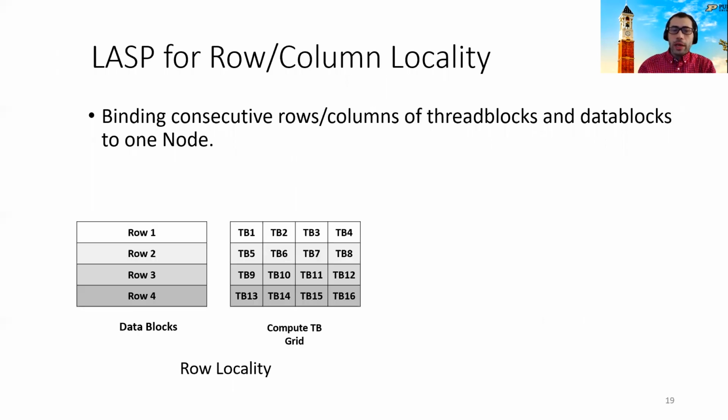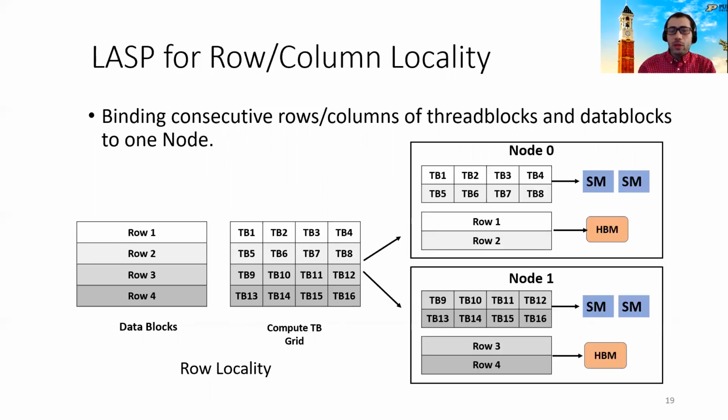In case of row locality, the same row in the thread block grid accesses the data elements in the same row of the data blocks. In this case, we bind consecutive rows of the thread blocks and data blocks to one node such that the row-level data block locality is exploited. Similarly, for column locality, we bind consecutive columns of thread blocks and data blocks to one node.